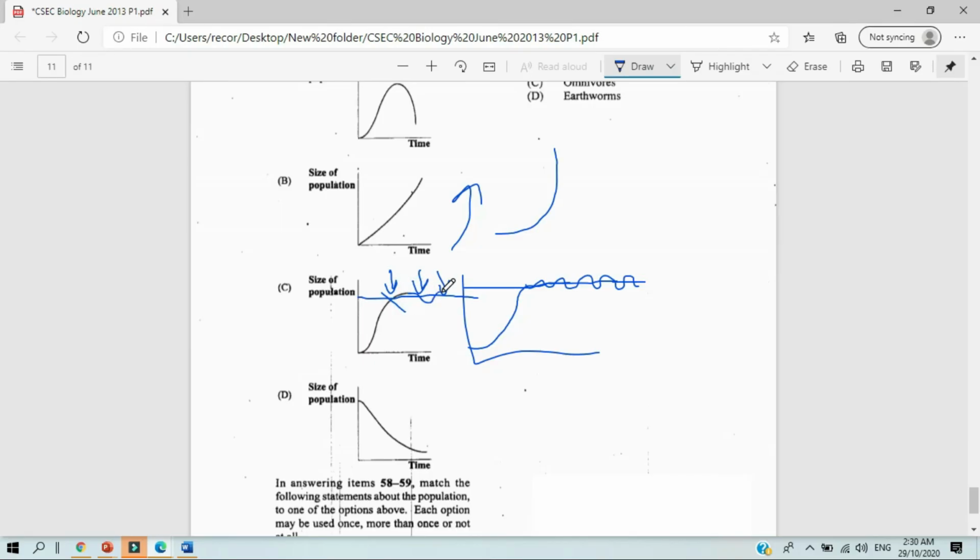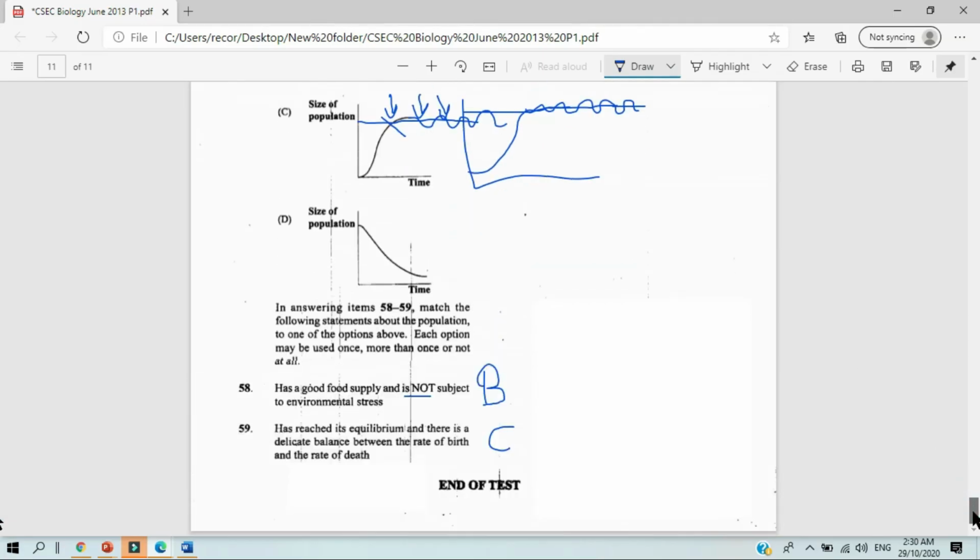Alright, so what is going to happen is it is going to fluctuate about carrying capacity right here. So for me, it is C. Alright, right there, it is C. Not B, but C. Alright, so there we have it. It has reached equilibrium, and equilibrium for me is the carrying capacity.